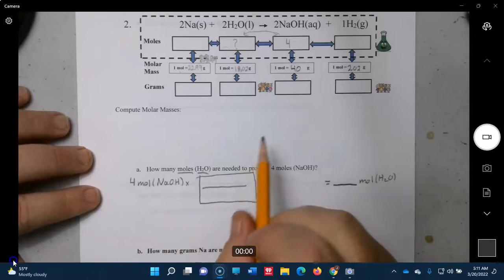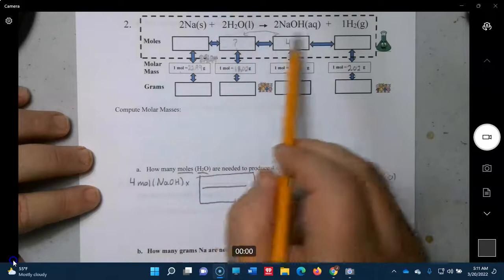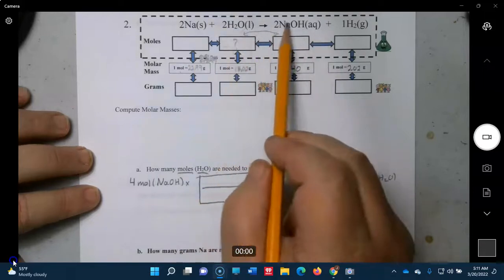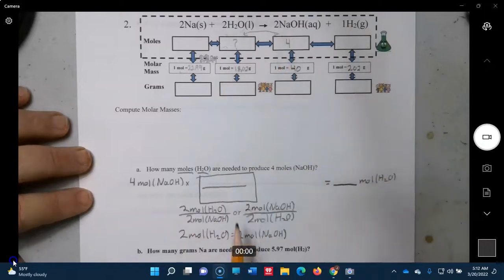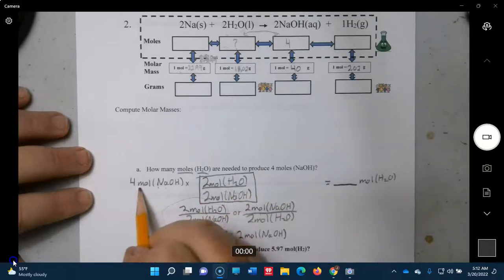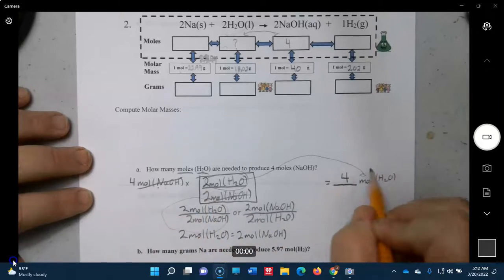Alright, so the conversion is going to be, again, anytime it's in the moles row, moles to moles, it's straight out of the chemical equation. 2 moles H2O equals 2 moles NaOH. Alright, so you choose from one of these to go up here. You need moles of NaOH here, so you need moles of NaOH down here. That's going to be the first one. Okay, so moles of NaOH, moles of NaOH. Last man standing is moles of H2O right there. So it's 4 times 2 divided by 2 is 4.